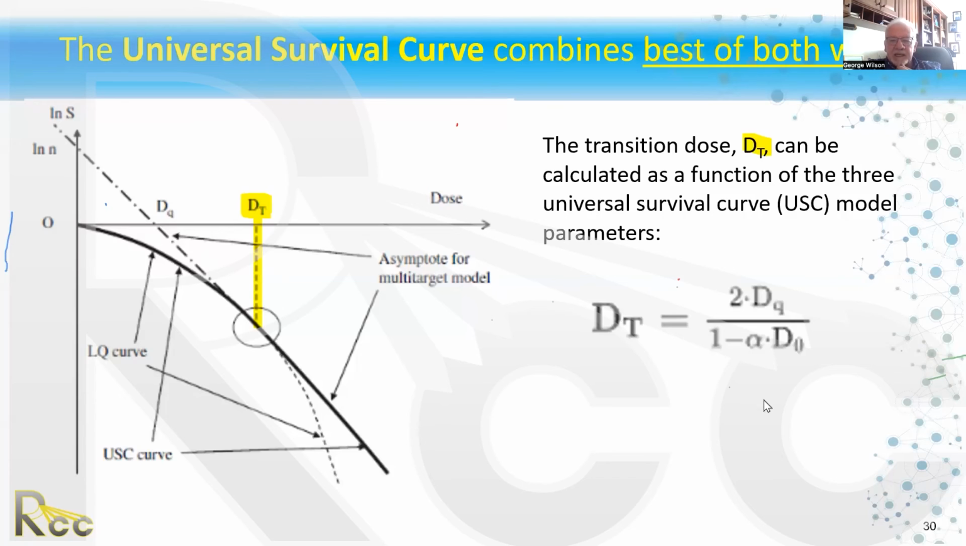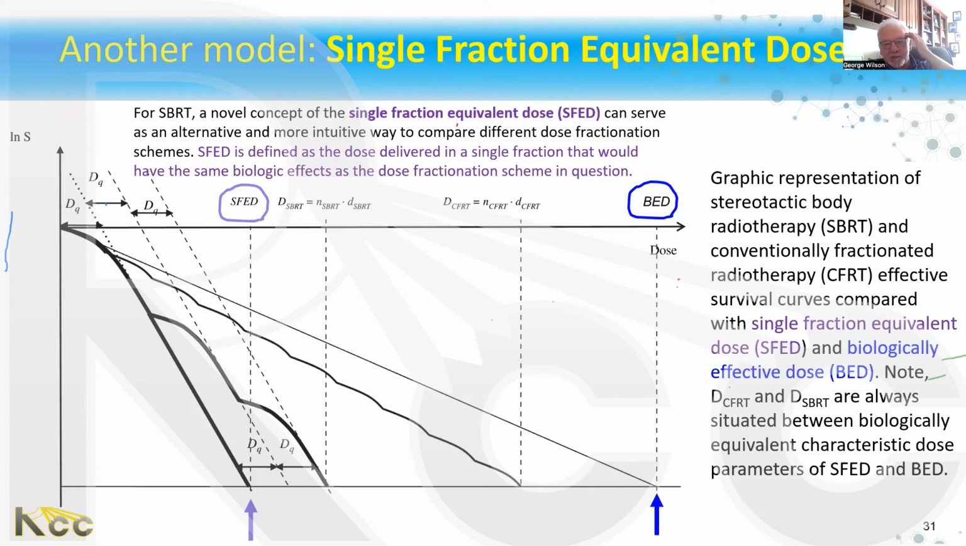And again, this can be calculated knowing three parameters. So again, the DQ is this quasi-threshold dose. It describes the shoulder. D naught is calculated as the slope of this curve here. And then the alpha parameter. So alpha again is the initial response of the tumor. So you would need to be able to calculate these three parameters. And this allows you to calculate where this transition dose occurs for this particular tissue, tumor, cell line, whatever it may be. So from this concept, another concept has been developed.